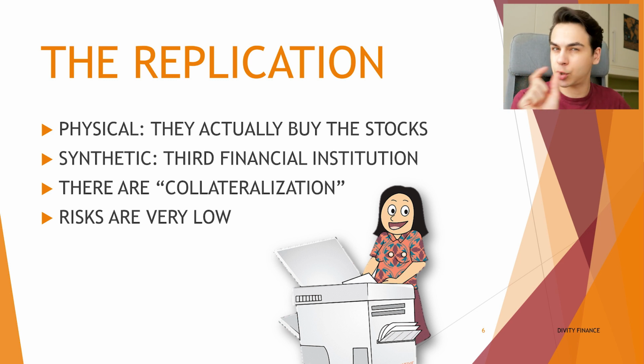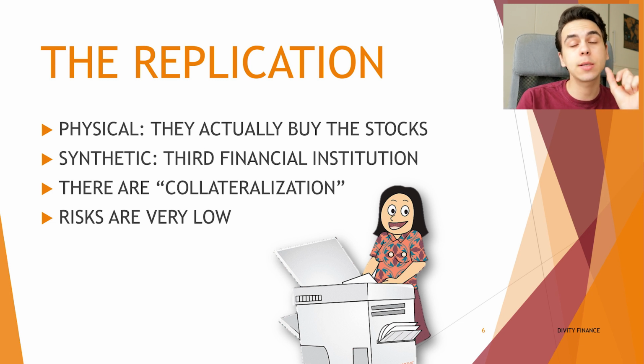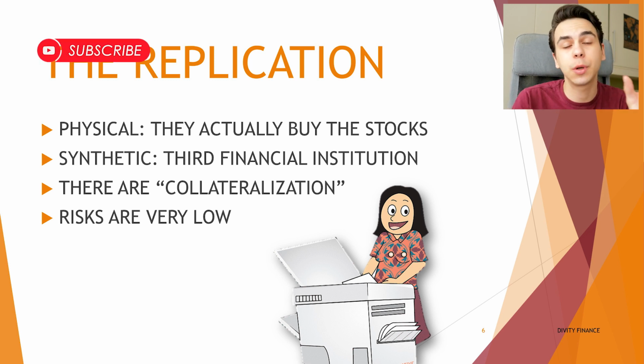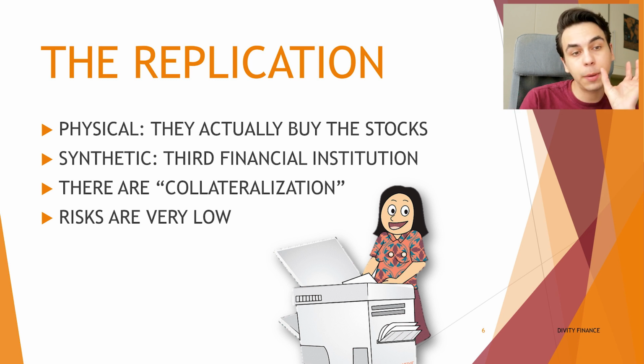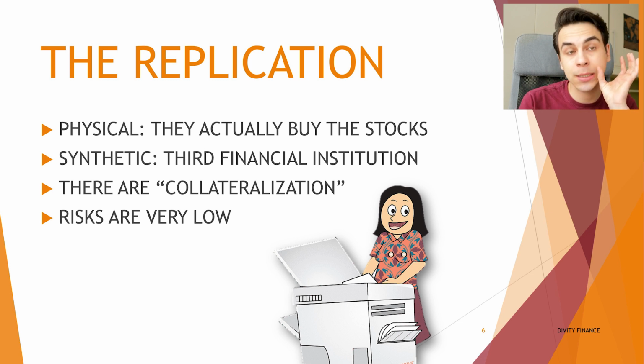Then there is like a distinction between two different physical replication. There is a total replication, the total physical replication, and then we have the optimized physical replication. Optimized physical replication simply means that the company is going to choose the most important stocks inside the index which can characterize that index, which can give you the same returns. So there is no need to buy all the 500 companies of the S&P 500, for example. Company is just going to buy some of them, the majority probably of them, which still can give you the same returns of the index.